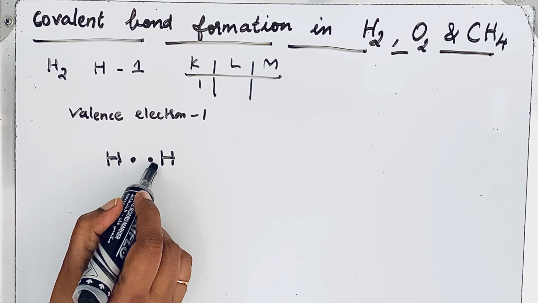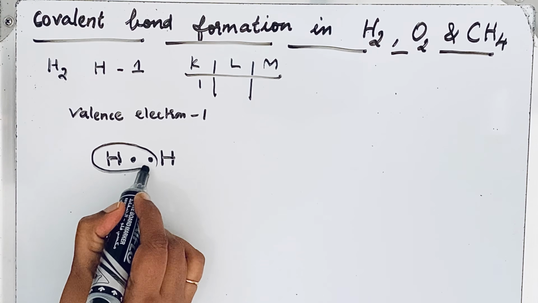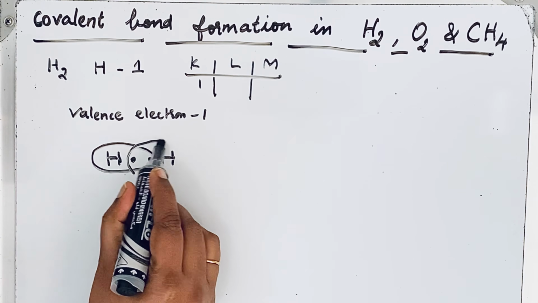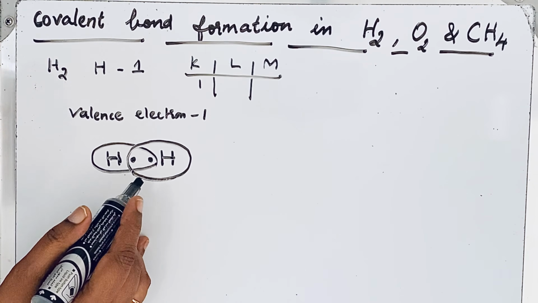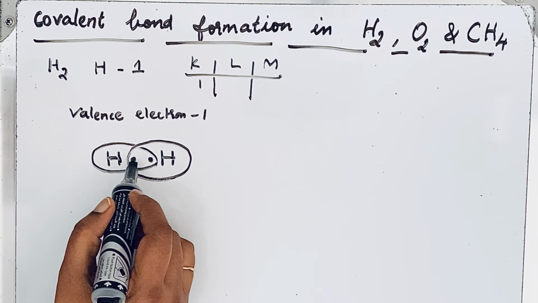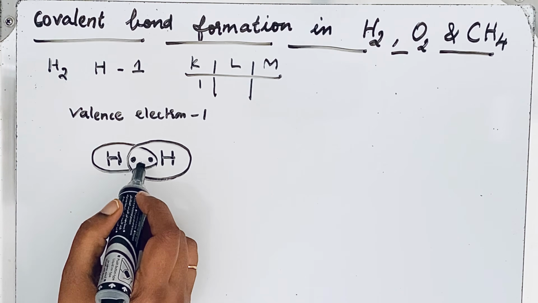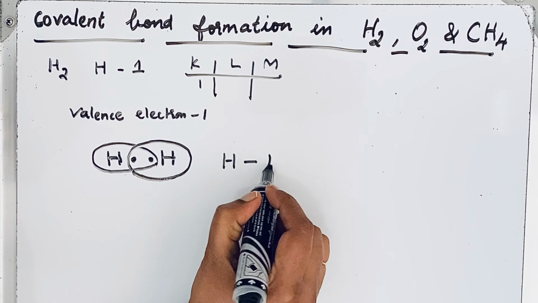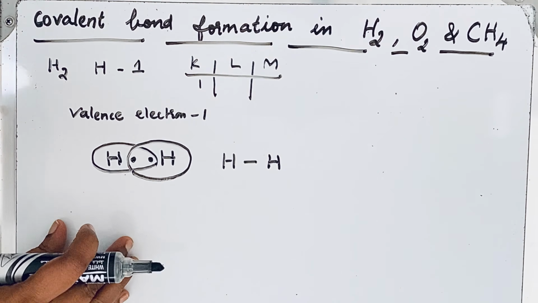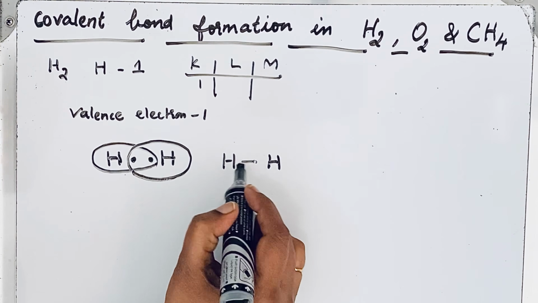So now sharing takes place. This is the way sharing takes place. In this way, the duplet configuration is completed. So 1 electron pair is shared, isn't it? This we call a single bond. We can represent it by a single line.